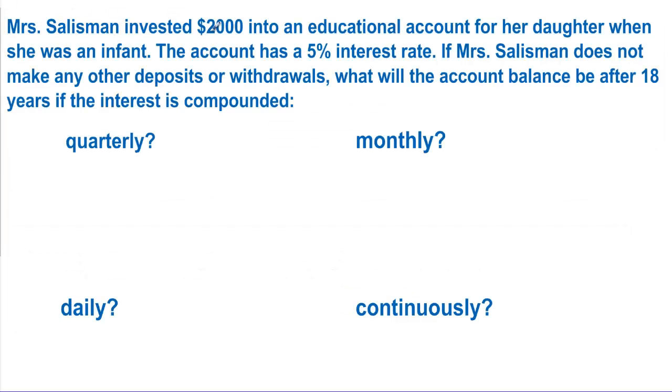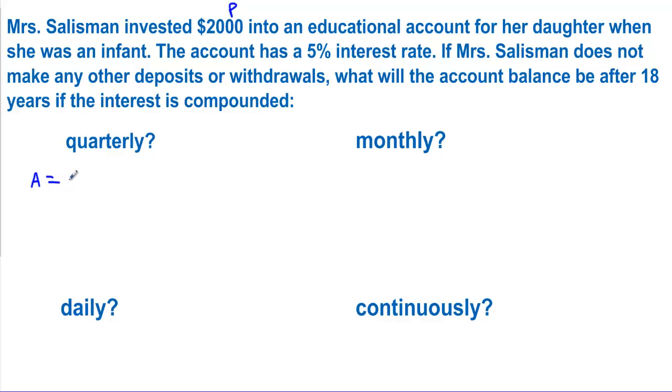Mrs. Salisman invested $2,000, which is now the principal, into an educational account for her daughter when she was an infant. The account has a 5% interest rate. If Mrs. Salisman does not make any other deposits or withdrawals, what will the account balance be after 18 years if the interest is compounded, let's say quarterly?